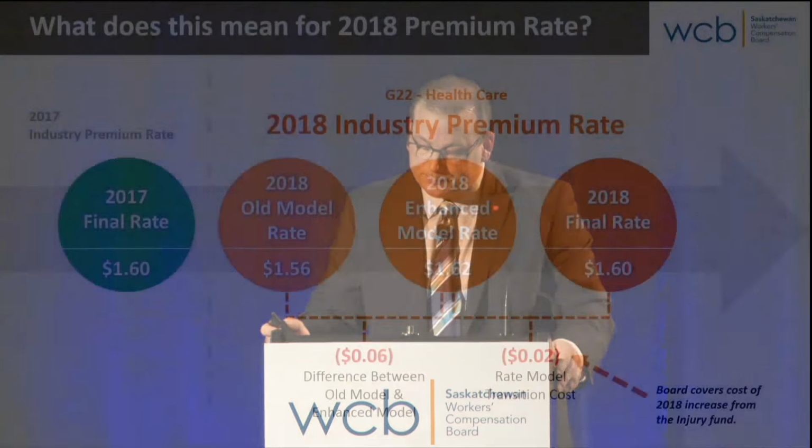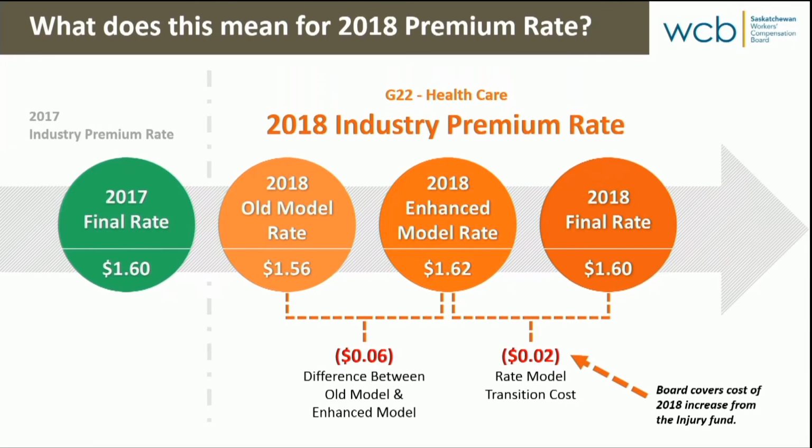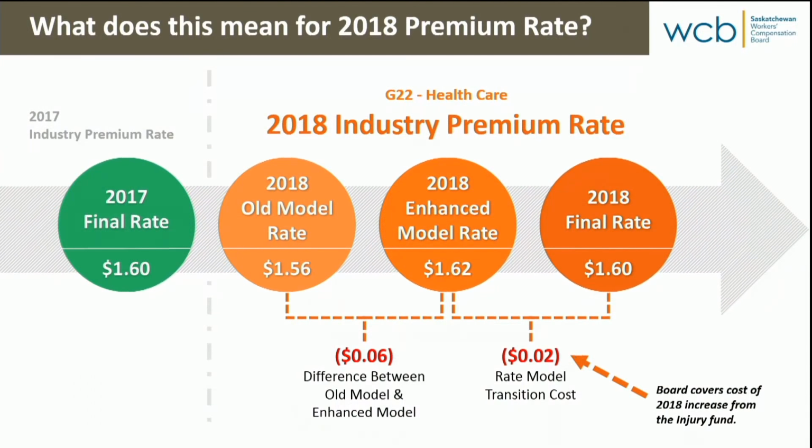So this slide is an illustration of how your premium rate was transitioned. You can see from the 2017 premium rate, G22 was at $1.60. The old model produced a rate of $1.56. And then the enhanced model produced a rate of $1.62. That 6 cent difference is what we just went through, those line-by-line items on the various components of your premium rate. That's what made up that 6 cent difference and the reasons why. Your final rate for 2018 was $1.60. So the WCB, through the injury fund, funded the 2 cent difference.